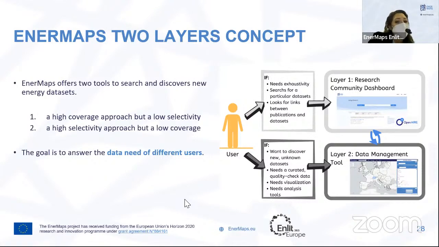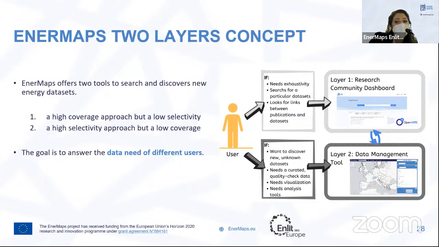We said that EnerMaps as a project has been built on this double layer concept. One layer is the research community dashboard, the gateway, which is characterized by a high coverage of research results, but a very low selectivity. So it is a single entry point where a user can search by keyword, by type of publication, or by type of research outcome, such as data set or software, for instance, and can cover a wide variety of items.